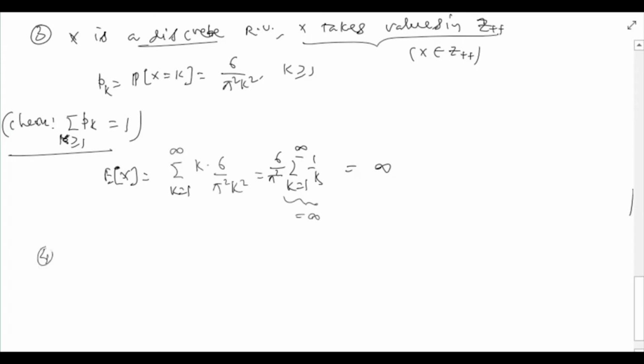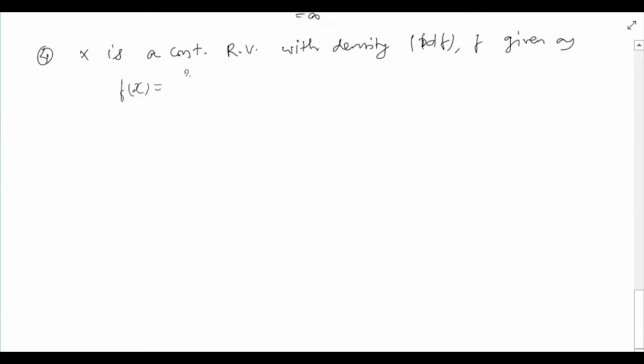Let's see one more example. This time we will consider a continuous random variable with density, that is PDF, f given by f(x) equal to 2 by pi, alpha by alpha square plus x square, for all x in R plus, that is for all non-negative x. f(x) is 0 for all x less than 0. So X is a non-negative random variable.